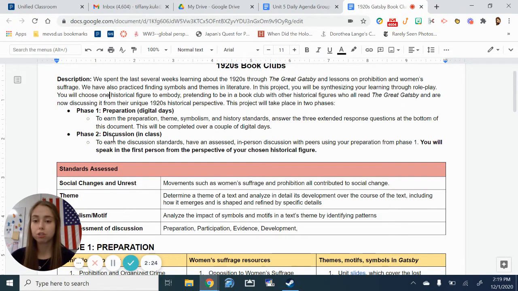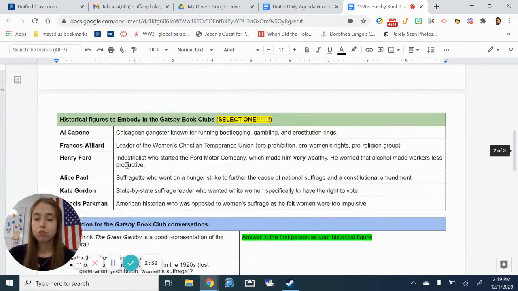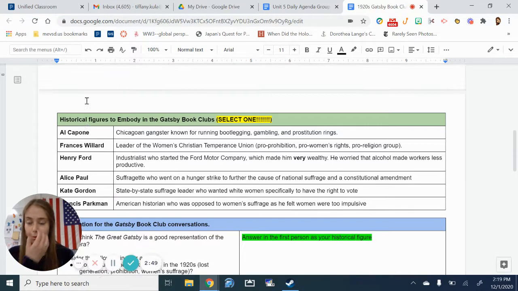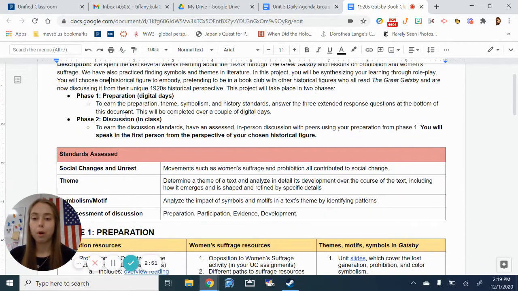Phase two is the actual discussion. We will do that in person in class next week. You will be discussing the things that you wrote about in your preparation. And those discussions will be in the first person. So if you choose, for example, to be Al Capone, the famous bootlegger, then you will speak as Al Capone, saying, I think this about the book. I connect to this character in the book as Al Capone. And again, that discussion will happen in class where we will assess you on, of course, the discussion standards.